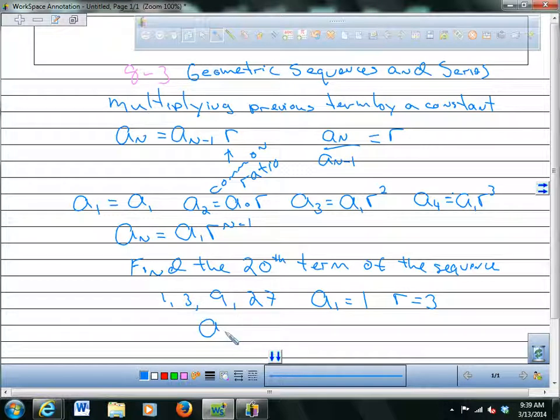So a sub n, in this case, is equal to 1 times 3 raised to the n minus 1. If I want the 20th term, I don't really need the 1 because it's 1, but if it were something other than 1, then you'd need it there. So this is equal to 1 times 3 raised to the 19th power. On my calculator, 3 to the 19th power is a big number.